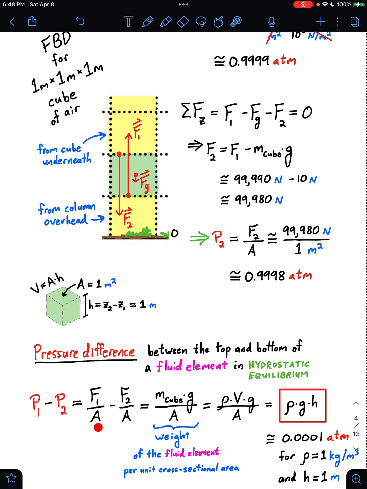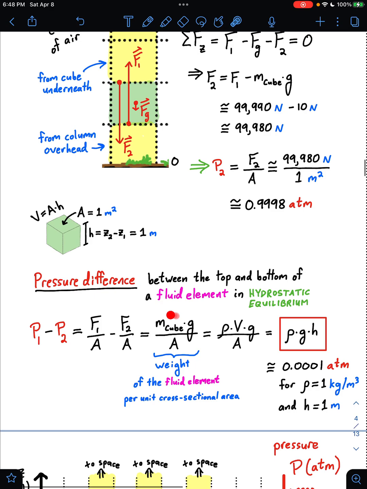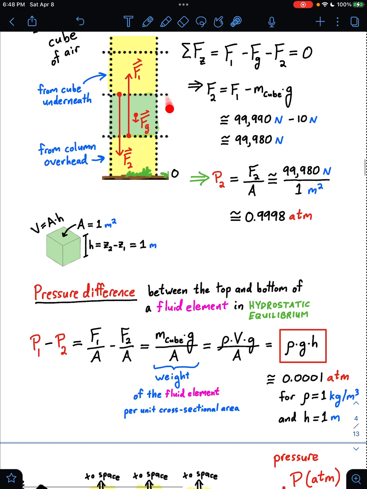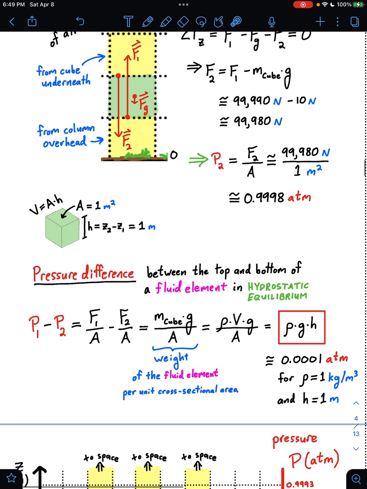So the difference between the pressure below and the pressure above is equal to the weight of the cube, the weight of the fluid element, divided by the cross-sectional area. So the weight per unit cross-sectional area. That's the pressure difference. That is, the difference in pressure from above and below has to be just enough to balance the weight of the cube, that force of gravity right there.